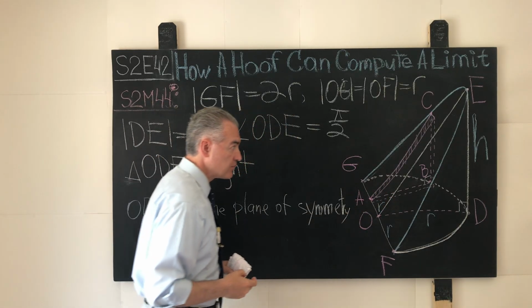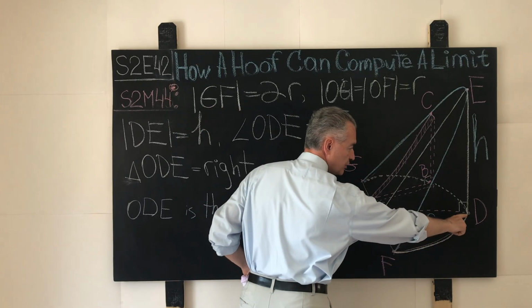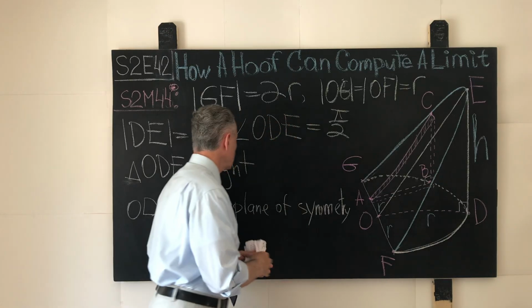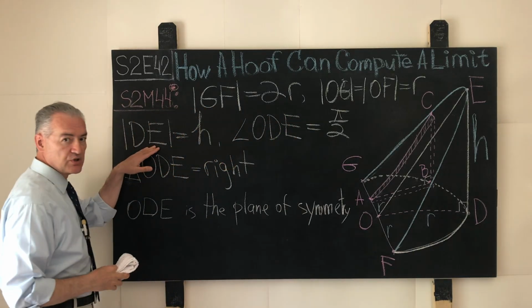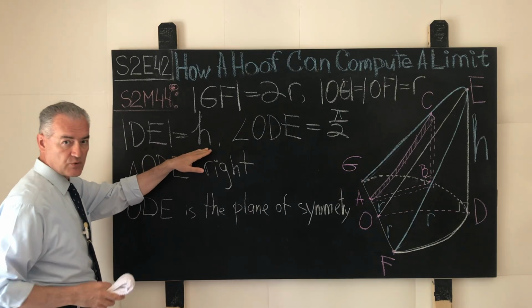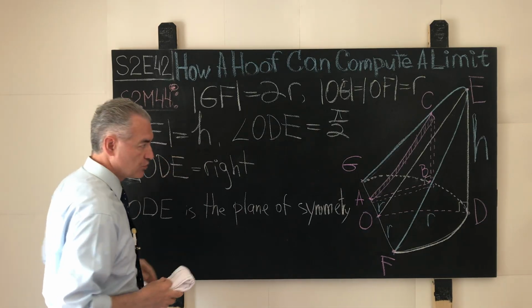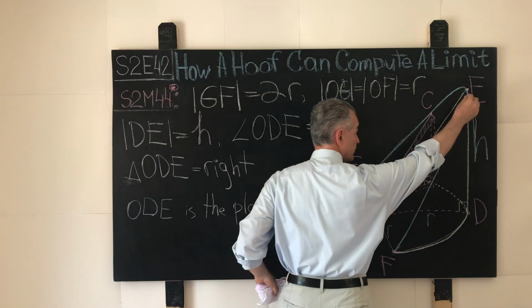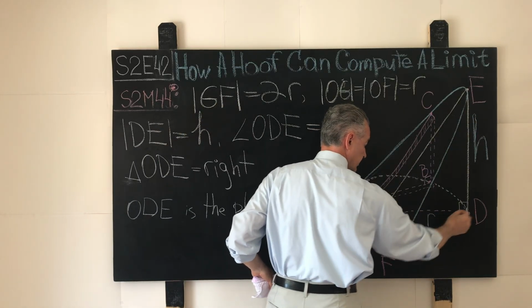Now, it so happens that if we connect the point D with the point E, so I showed it over here, the distance between the points D and E is h, designated with the lowercase h. I will refer to it as the height of this hoof of Archimedes, DE right here.